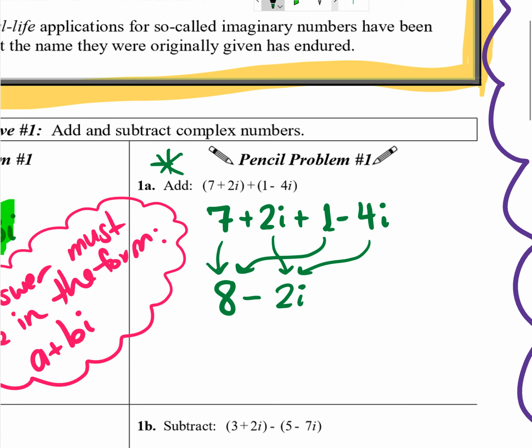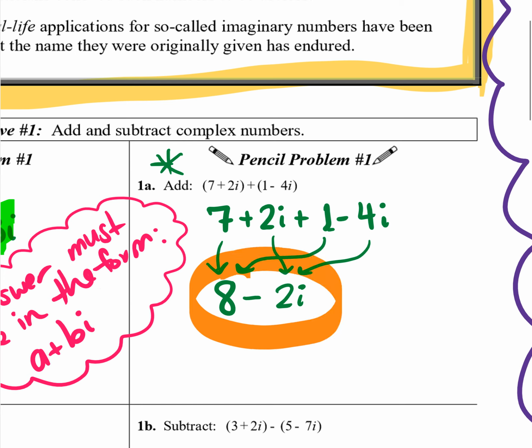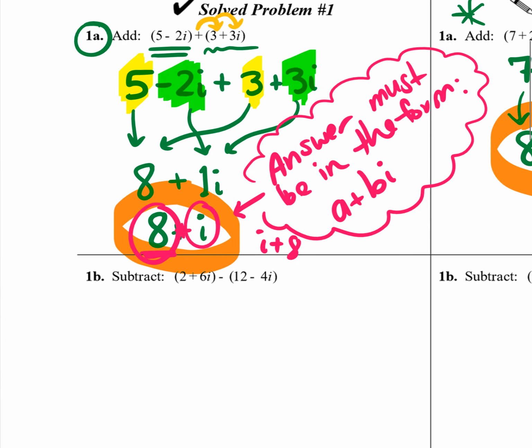And that's it. As a check in my mind, I say, okay, is that in the right form? Do I have the real and then the imaginary on the right side of the real? Yes, I do, because 8 is the real, negative 2i is the imaginary. So that's a perfectly fine answer, no problem there. Okay, well, we can move on now.